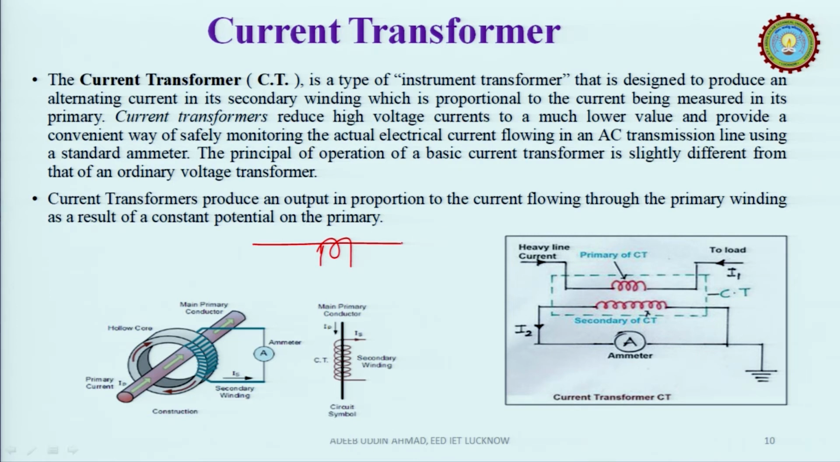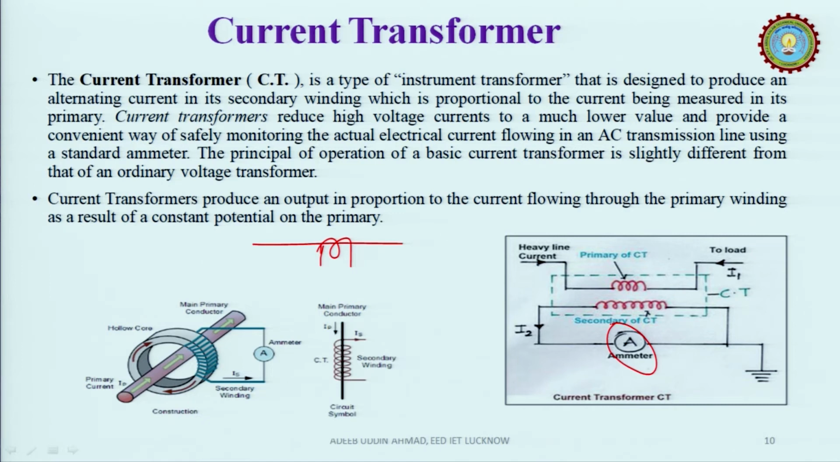So, in the current transformer we have a heavy line current, and we have a primary of the CT, and this heavy line current is linked with the other winding of the CT. So, we have a primary having a low number of turns, or a single turn you can say, and a secondary having a very different number of turns. So, we can connect our ammeter in the secondary.